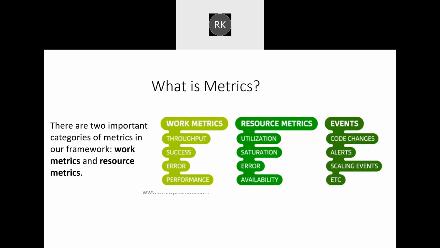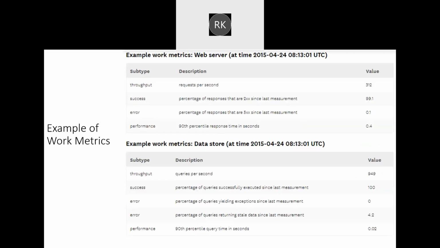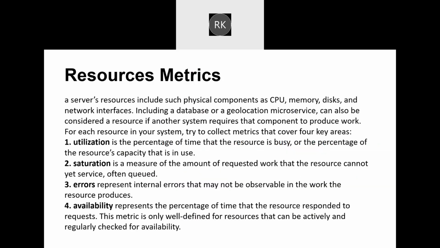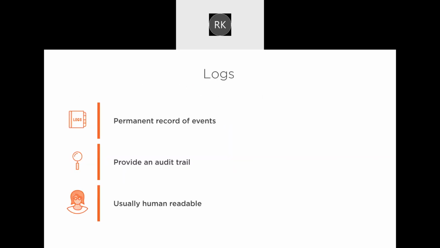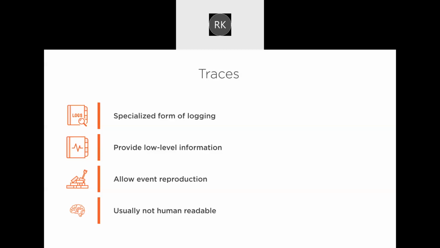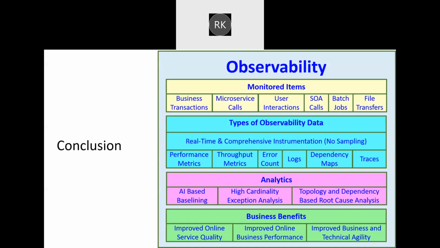By the way, resource metrics, have you heard about this? It is the four golden signals we create based on that. And events are things like code changes, alerts, scaling events, and so on. So these are the details about metrics and events, logs, traces, and all this stuff. More or less, this is the conclusion.